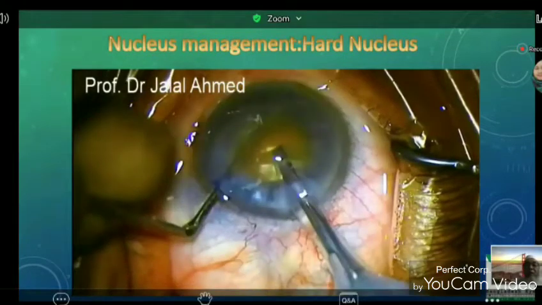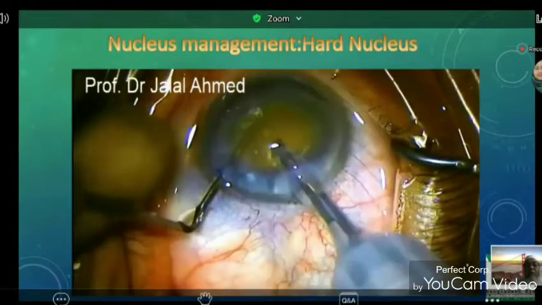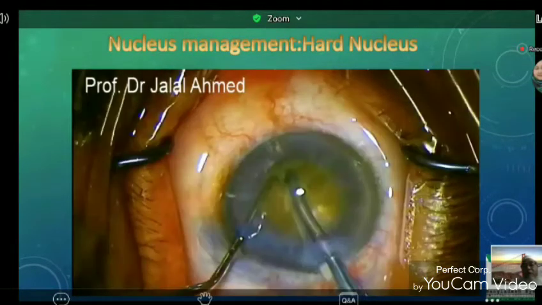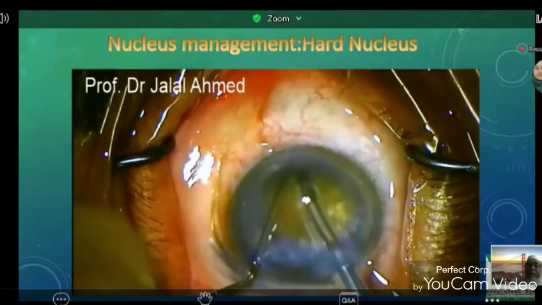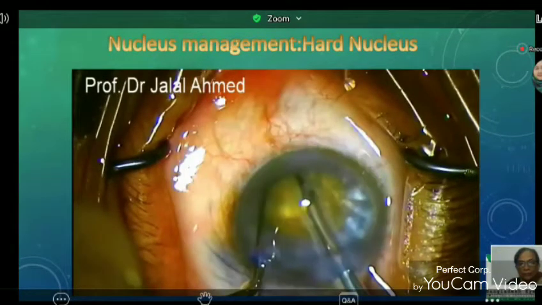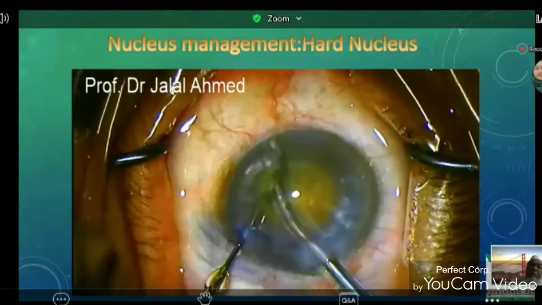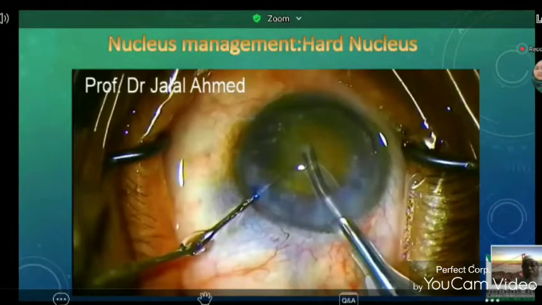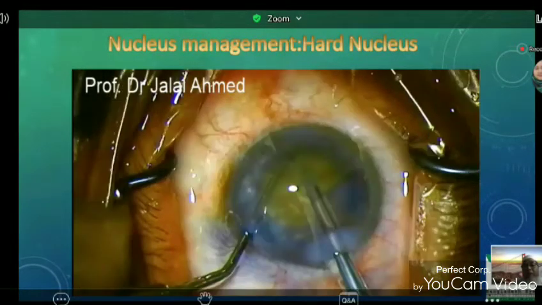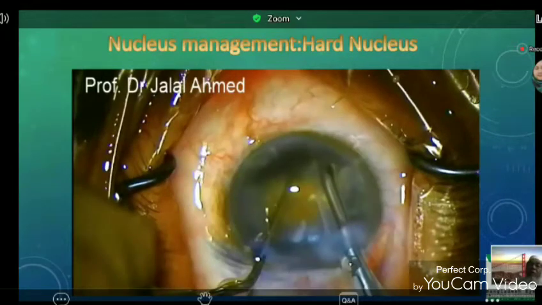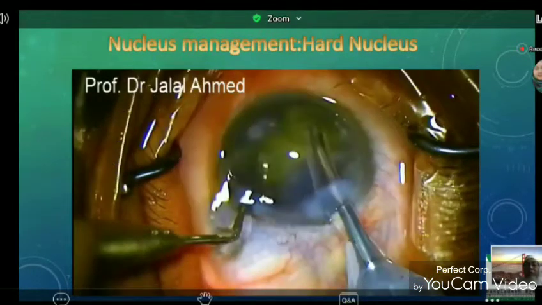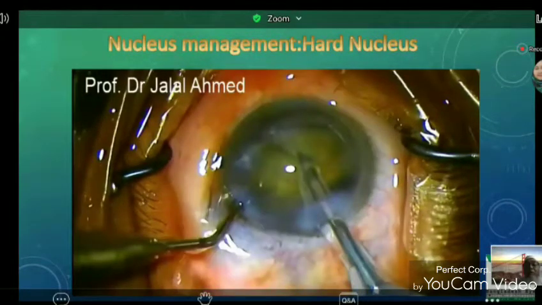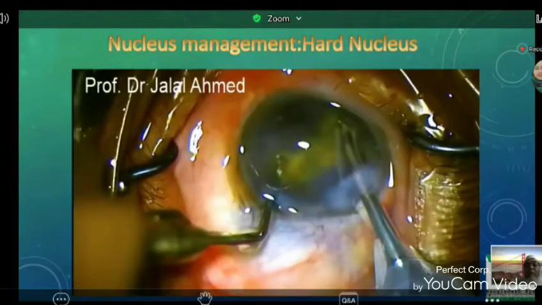In this case, I am doing a deeper vertical chopping, with complete separation of each segment. During complete separation of each segment, we have to separate the lens by holding it in its posterior one third, not in the superficial part. So we can complete it by using vertical chopping.